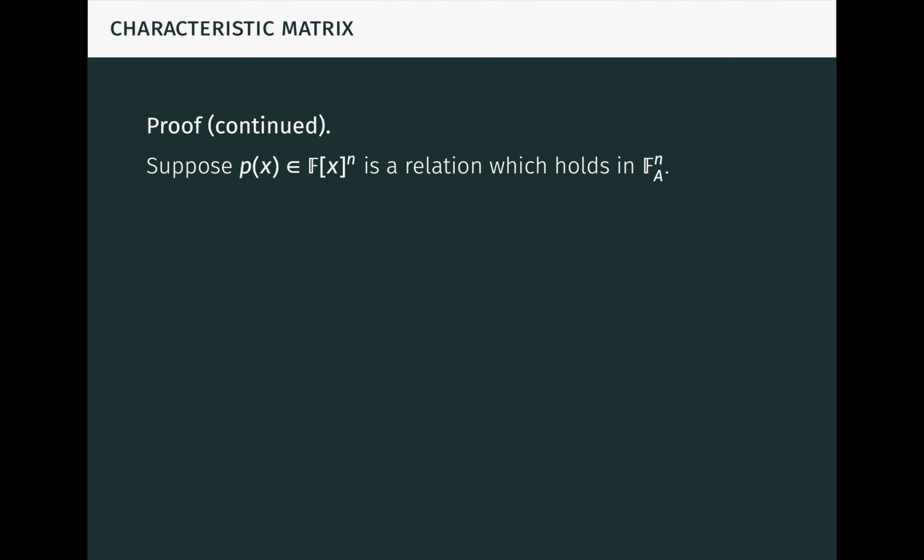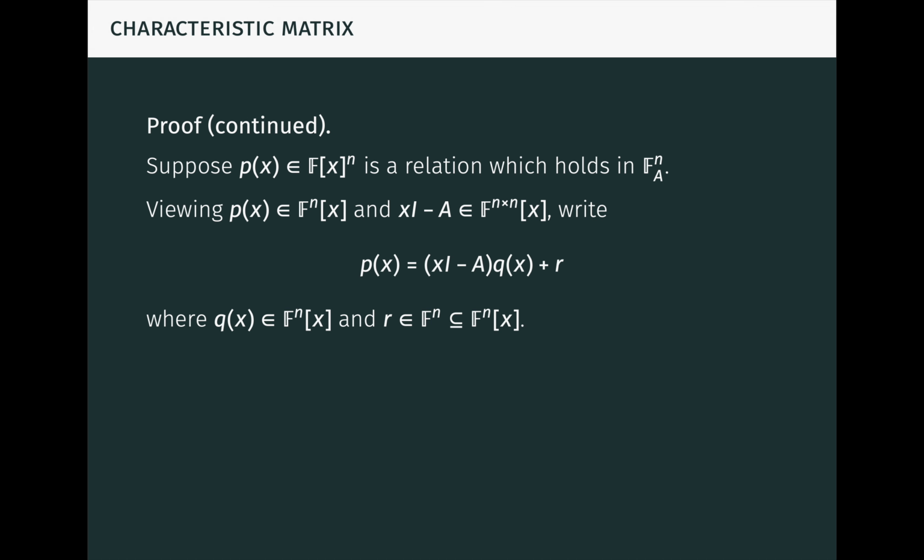To this end, suppose p(x) is an arbitrary relation which holds in F^n_A. Note p(x) is a polynomial vector, a vector whose entries are polynomials in x. However, viewing it as a vector polynomial, a polynomial with vector coefficients, and viewing the characteristic matrix as a matrix polynomial, using division with remainder we can write p(x) as (xI minus A) times a quotient q(x) plus a remainder r, where q(x) is also a vector polynomial and r is a scalar vector. Recall that we're viewing the vectors here as column vectors, so the multiplication of matrix and vector coefficients makes sense in the order written, and the division algorithm works as usual.